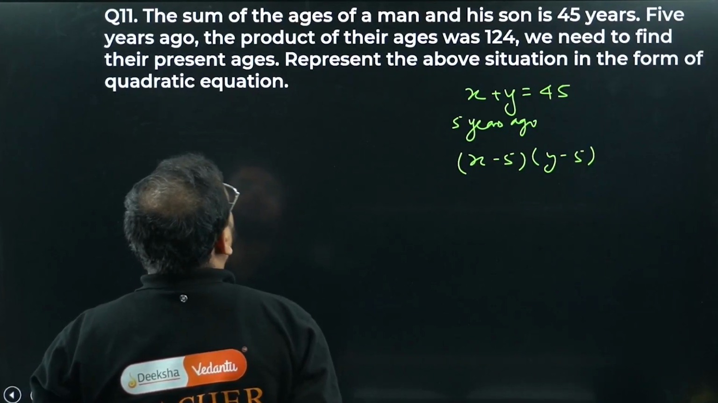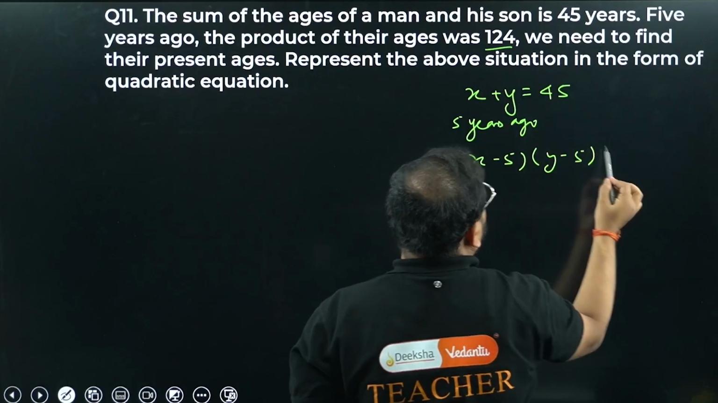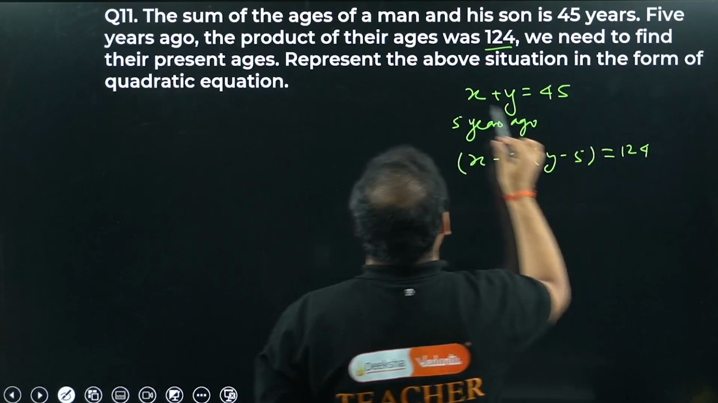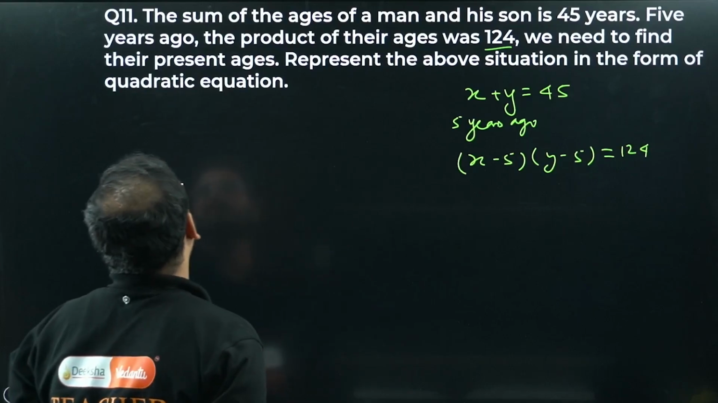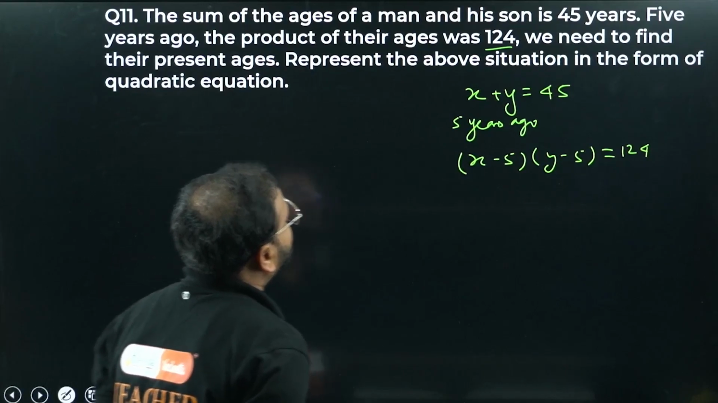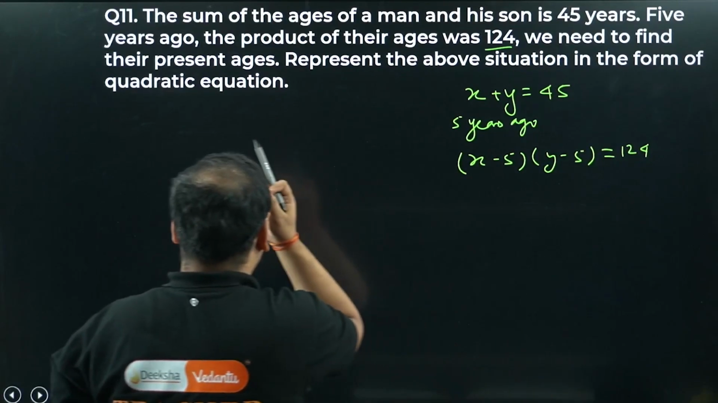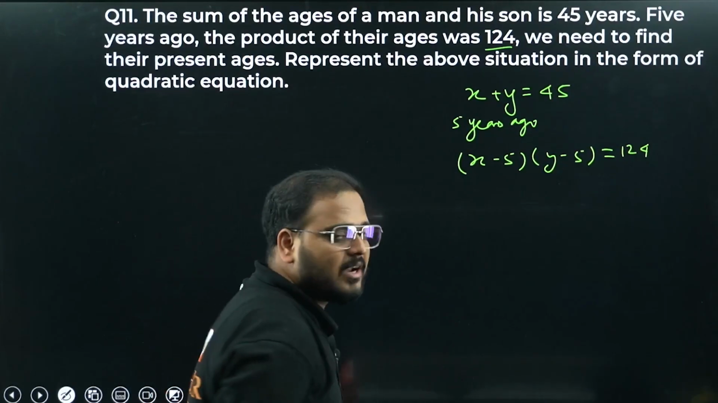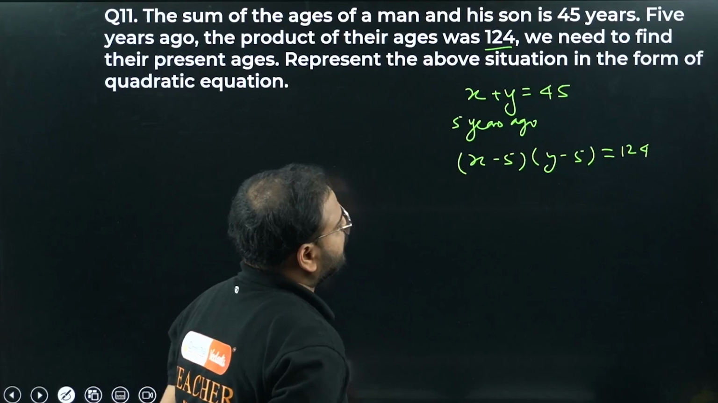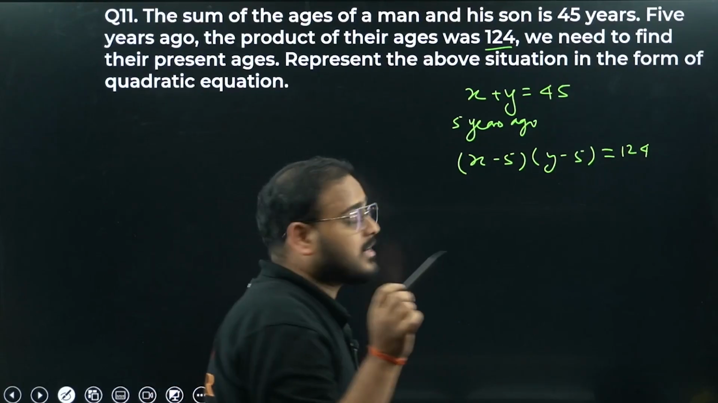Equals 124. The product is 124, sir. Next, we need to find their present ages. Represent the above situation in the form of a quadratic equation. So basically, we have to form the equation and solve for their ages also. But we have to just understand this.